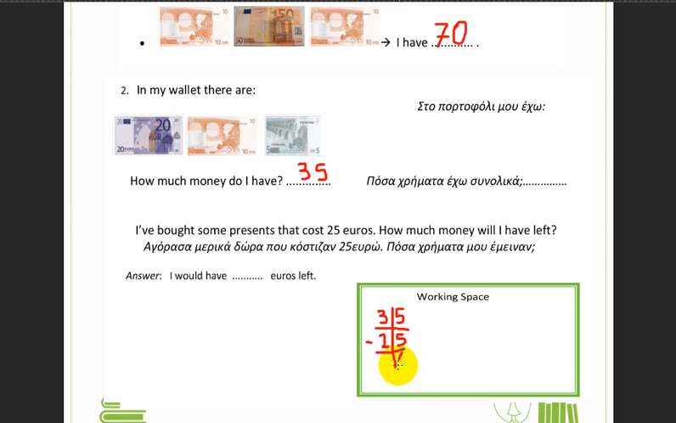Okay, great. 5 take away 5 makes 0. 3 take away 2 makes 1. So I'm left with 10 euros. The other way I could have gone about this, which would have been a little easier, is to say, oh, I spent 25 euros. So that's 20 and 5. So what am I left with? I gave up the 20 euro bill and the 5 euro bill. So what am I left with? I'm left with 10, which is the answer that we got.